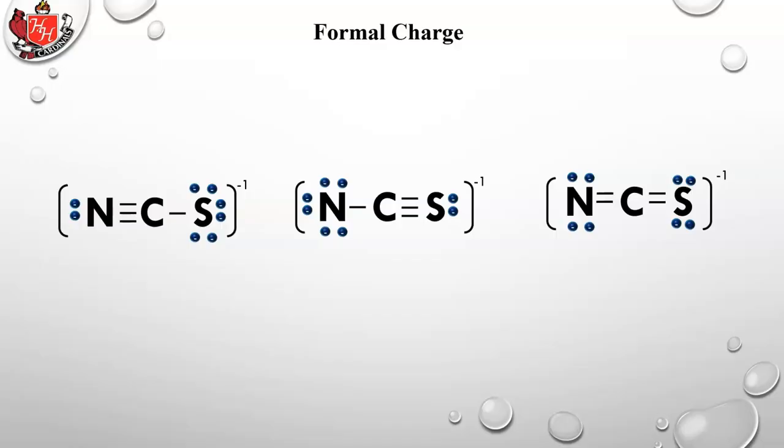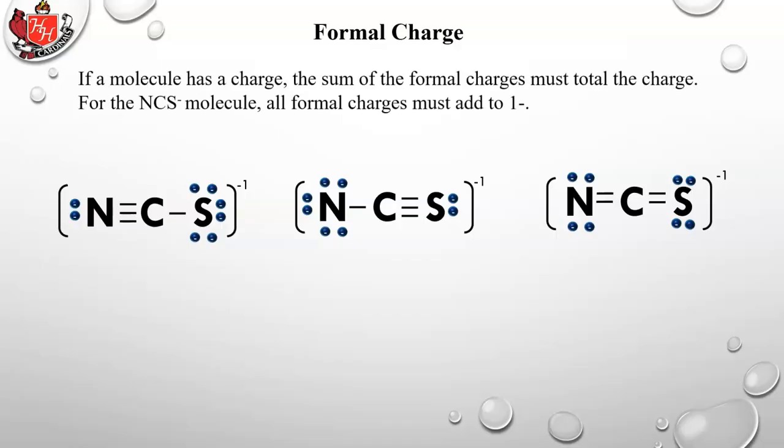Okay, let's take another example. If a molecule has a charge, the sum of the formal charges must total the charge on the molecule, in this case a -1. So for NCS minus, all formal charges must add to -1. So let's move through this one a little quicker.